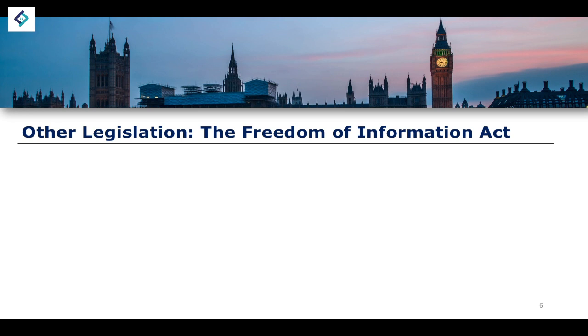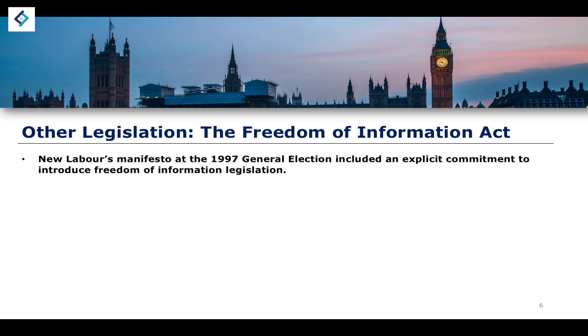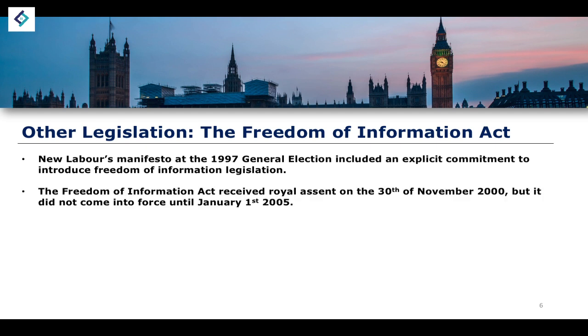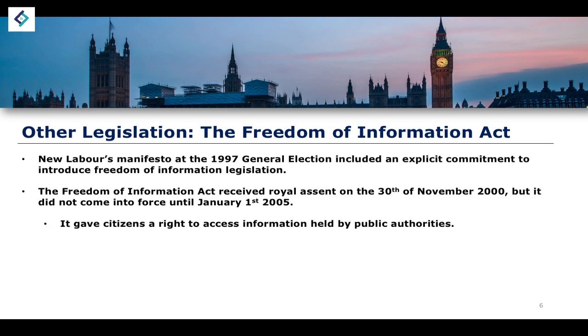The final thing I want to talk about is another piece of legislation which gives rise to certain civil liberties and fundamental freedoms, one of which being the Freedom of Information Act. Now, this was part of New Labour's manifesto in the 1997 general election, and it included an explicit commitment to introduce freedom of information legislation. What does this actually entail? Well, the Freedom of Information Act would receive royal assent on the 30th of November 2000. It wouldn't come into force until the 1st of January 2005, and essentially what it did was give citizens the right to access information held by public authorities.